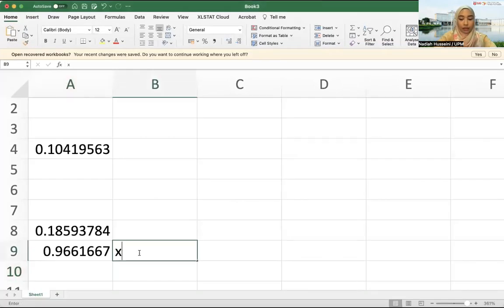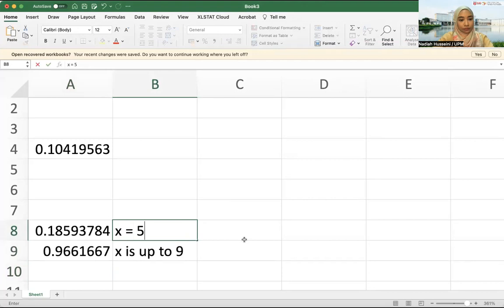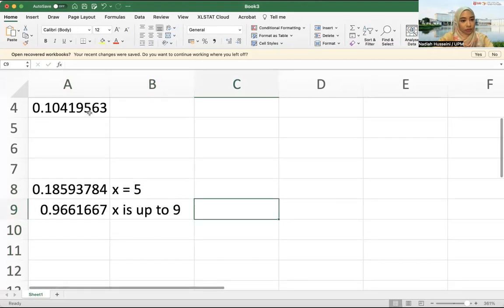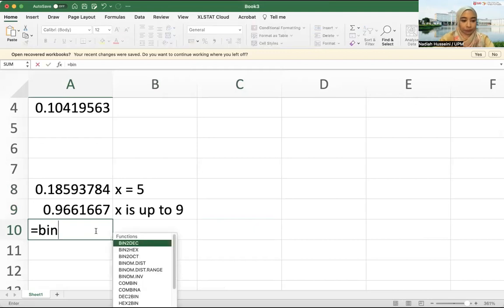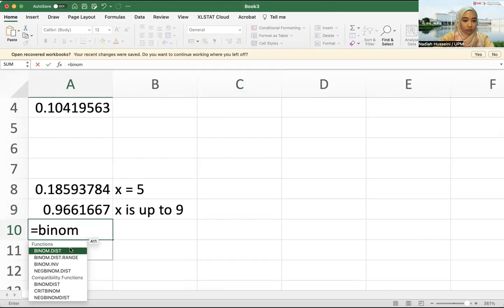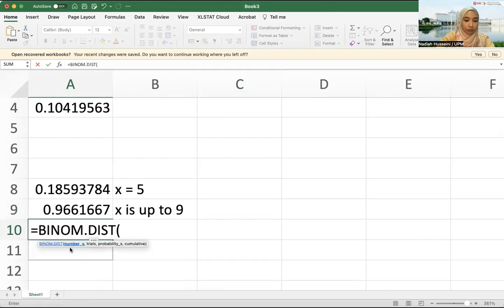This was when x is up to 9. X is equal to 5. You don't remember what this was about? Now we're trying to find out x up to 8. Binomial distribution. Number of successes is 8.